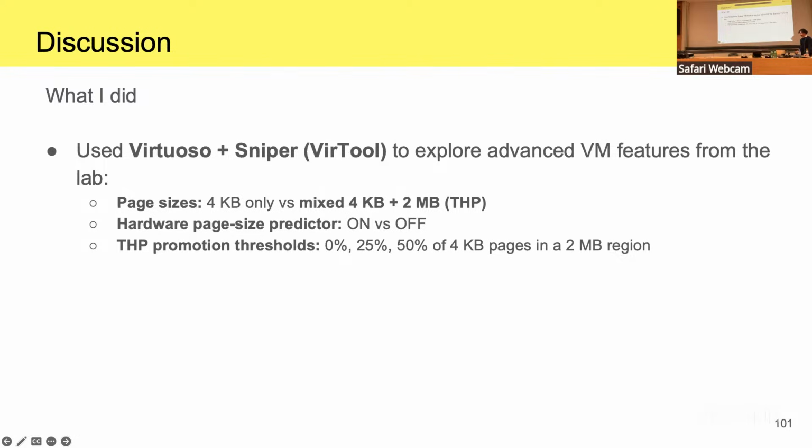So last summer, I had the pleasure to have a lab in Fundamentals of Computer Architecture about this Virtuoso. And there I learned some things. What I did was use Virtuoso plus Sniper to explore advanced VM features from the lab, like page sizes, also using a hardware page size predictor and THP promotion thresholds.